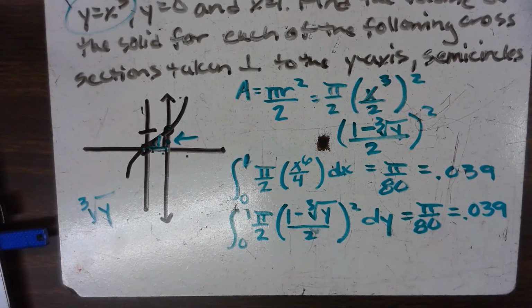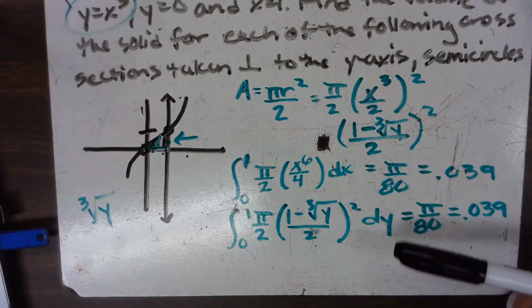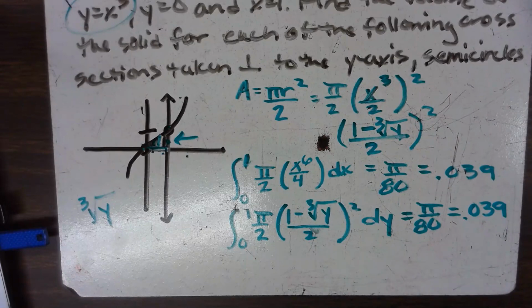But double check your work. So this is volumes of cross sections. Know what the area formulas are for the different shapes that they give us. Be able to set it up. Sometimes they'll ask you for setups in these.